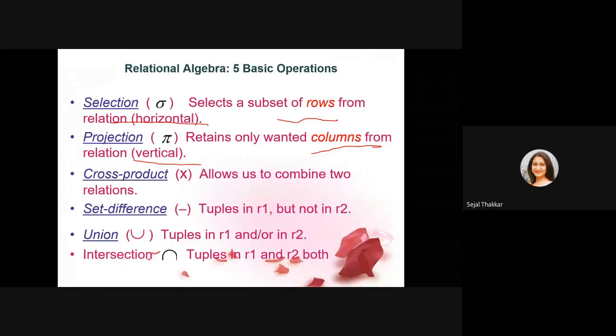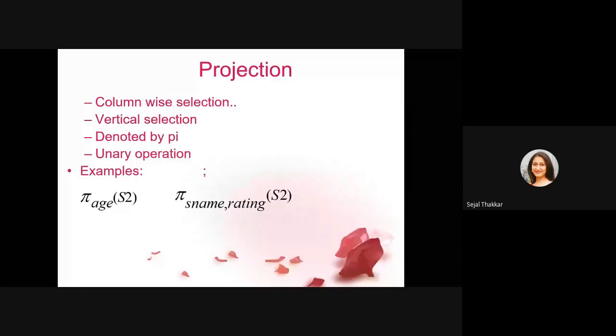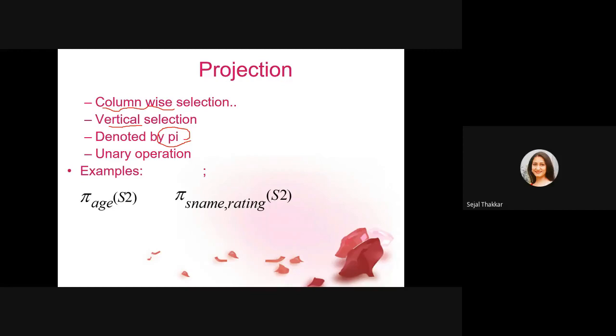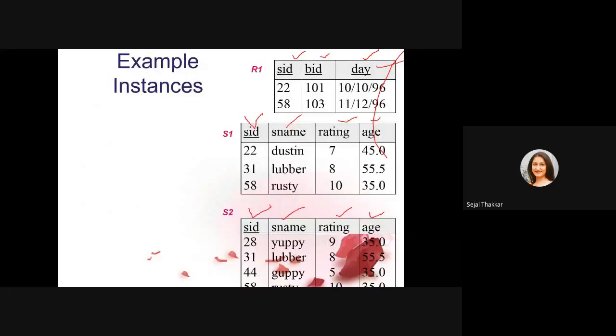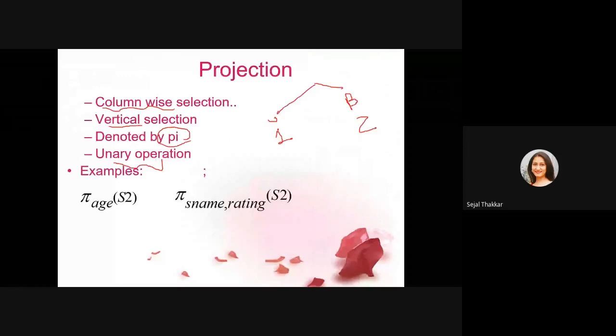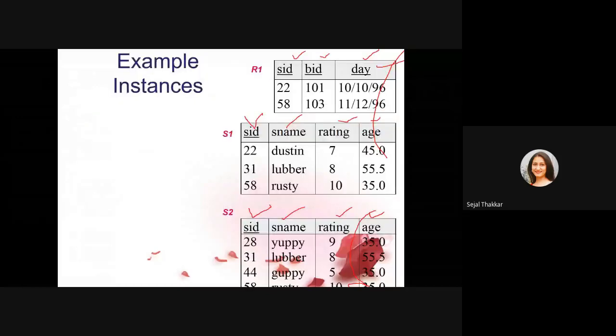If I'm discussing projection, as I told you, projection is used to select columns. It is a vertical selection. Its symbol is pi, and it is a unary operation. There are two types of operation. The first one is unary operation and the second one is binary operation. A unary operation can be performed on one table, and for a binary operation we need two tables, right? So here I have to select the column age from table S2. For example, suppose I want to select only this column. I'm interested in this column. Why are we using the projection operation?